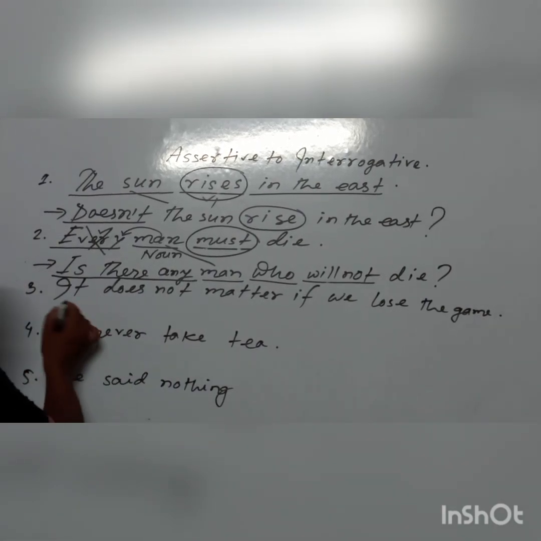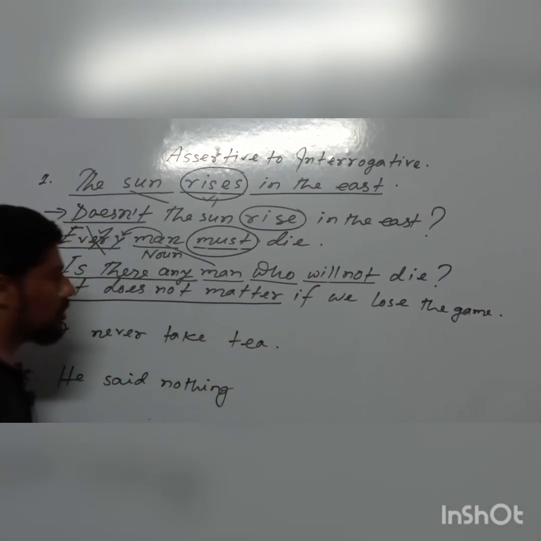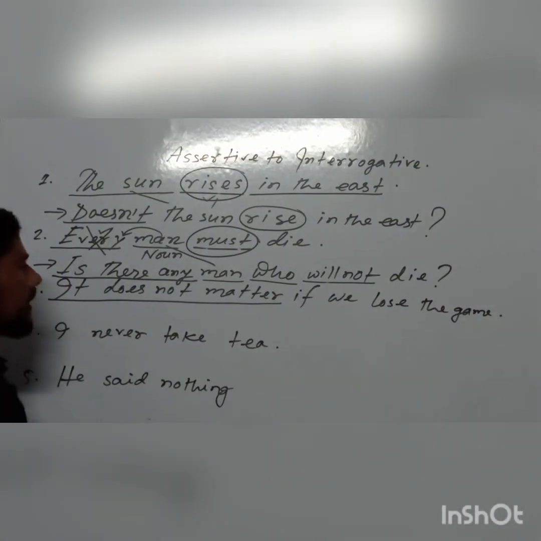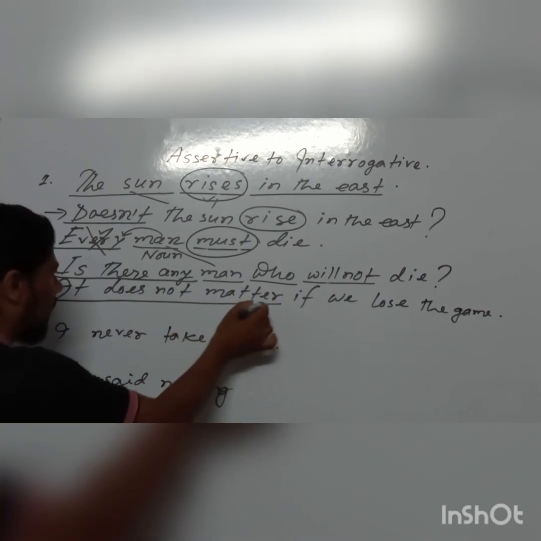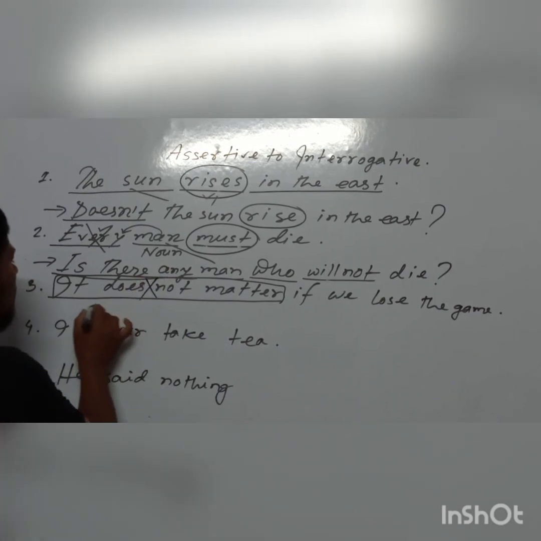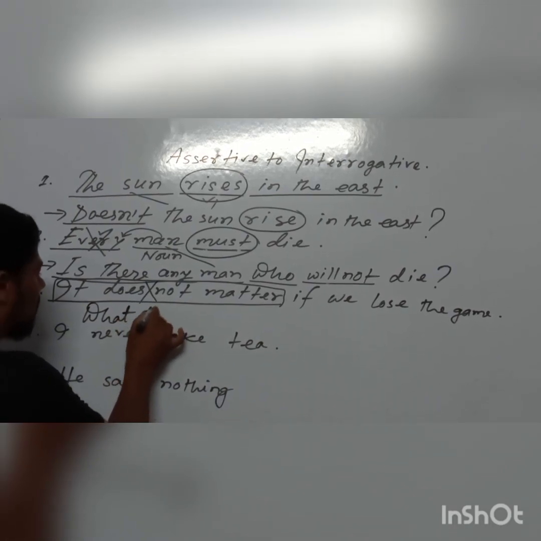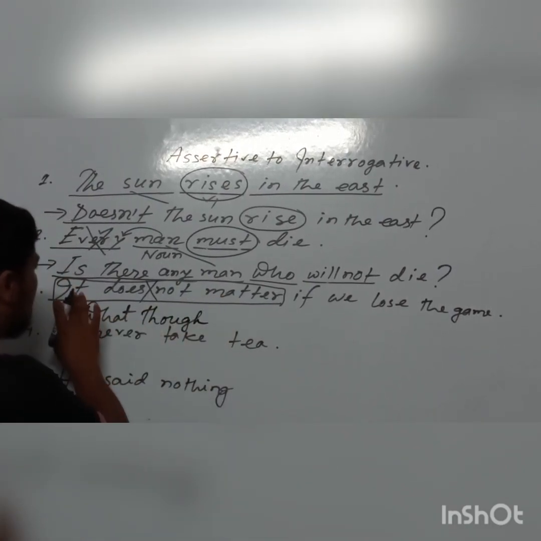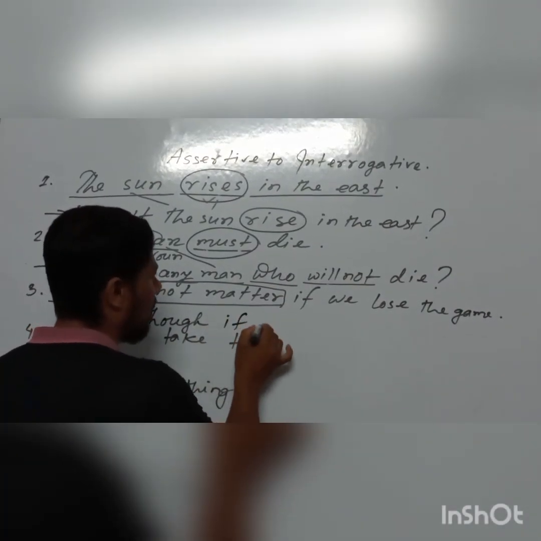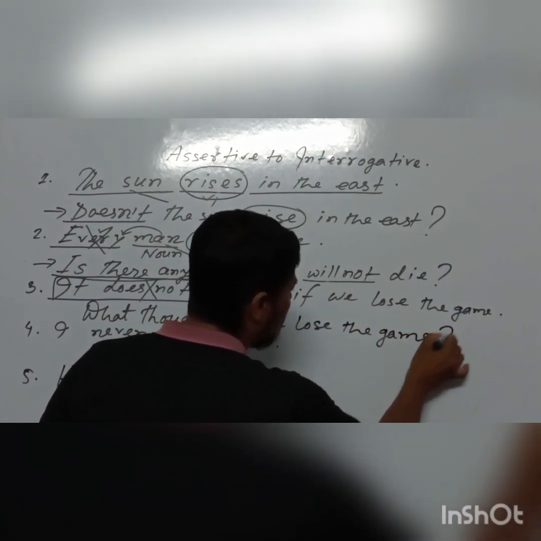Look at the sentence. The sentence has begun with it does not matter. If you find it does not matter in an assertive sentence, omitting it does not matter, instead of this you have to write what though. Then the rest of the words of the sentence: if we lose the game, and note of interrogation.